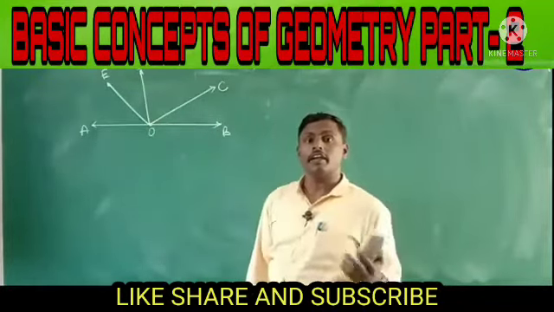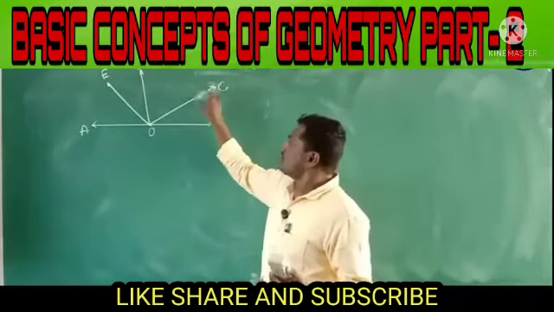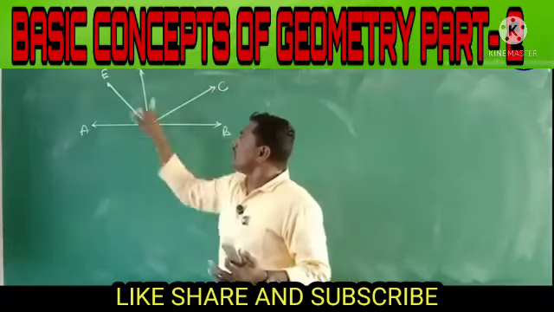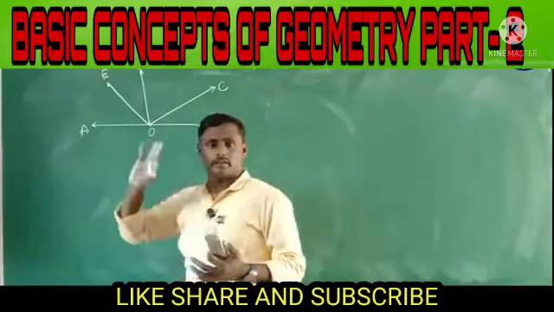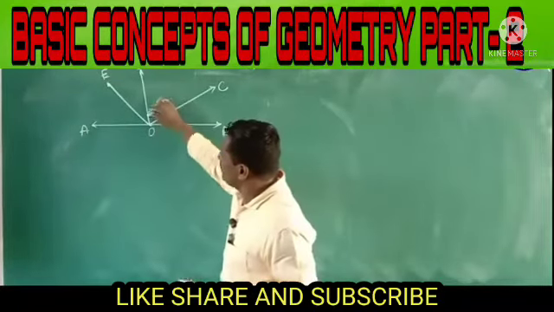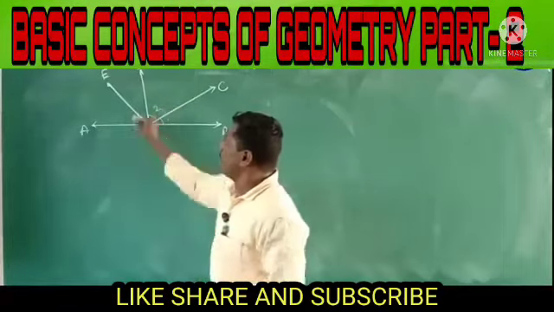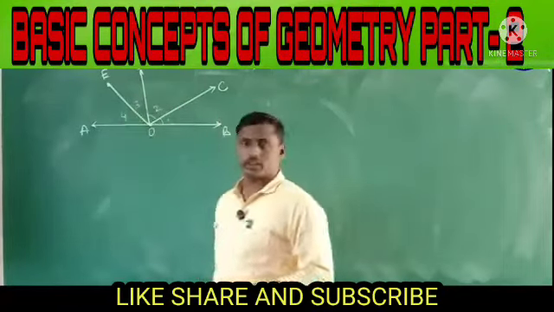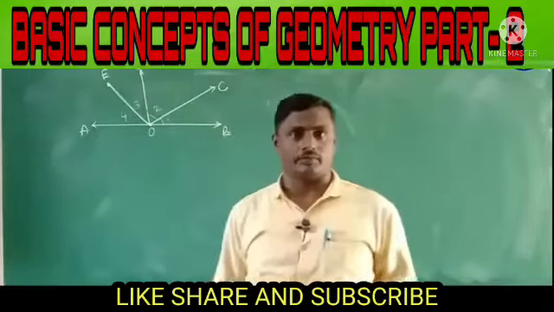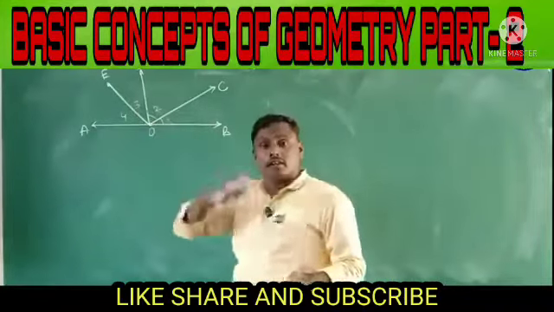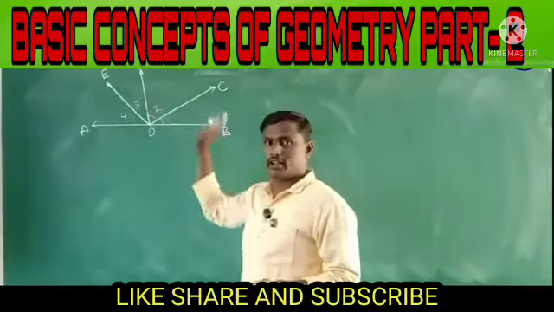So how many angles are you getting here? Angle BOC, COD, DOE, EOA. How many angles are you getting here? This is the first angle, second angle, third angle, fourth angle. All these four angles are on the same side of the line. All four angles are on one side of the straight line, right?